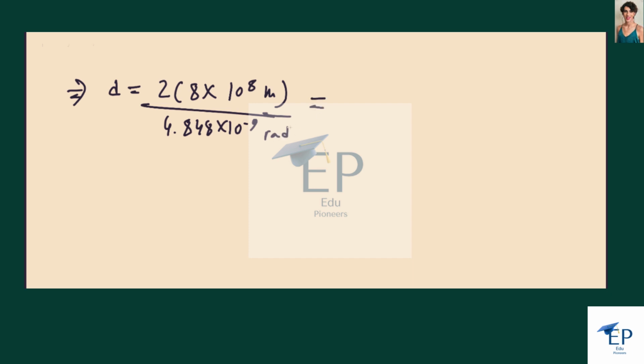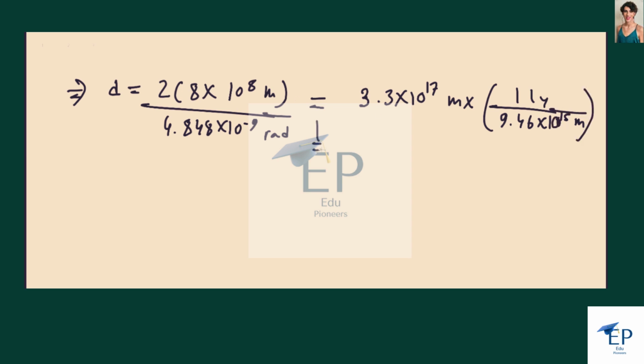And so that's the unit we want it in. And so what we really have is a unit of meters. And so this is 3.3 times 10 to the 17 meters. But we want it in terms of light years. So 1 light year is 9.46 times 10 to the 15 meters. So this gives us 35 light years for the distance to the star.